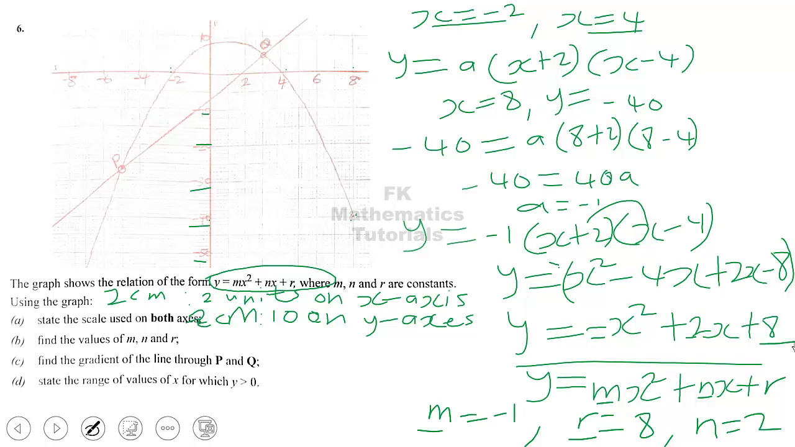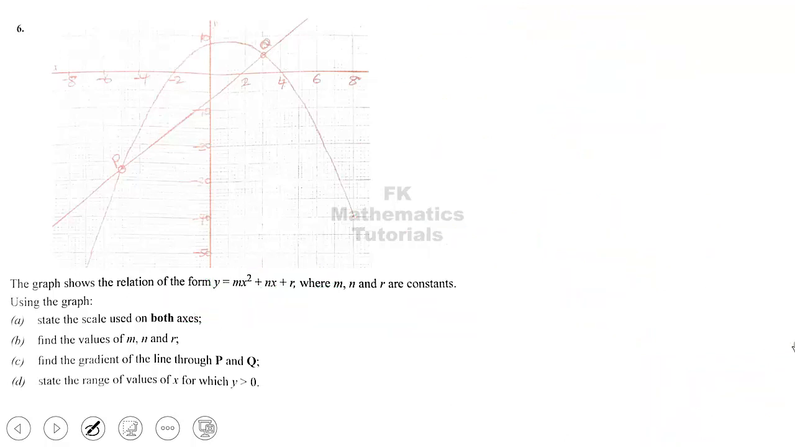We have to find the gradient of the line through P and Q. Point P has x equal -5. So what is the y coordinate? And point Q has x equal 3. What is the y coordinate?